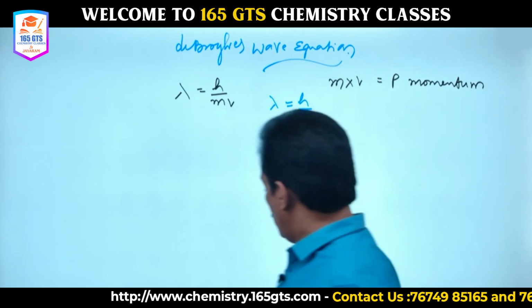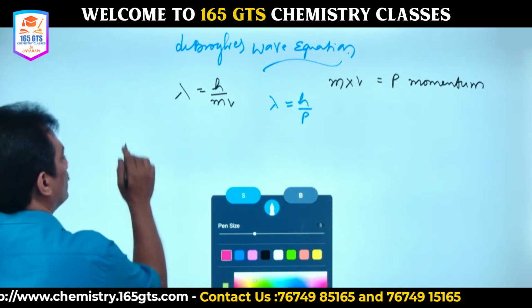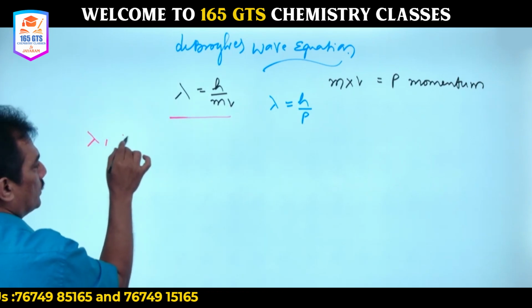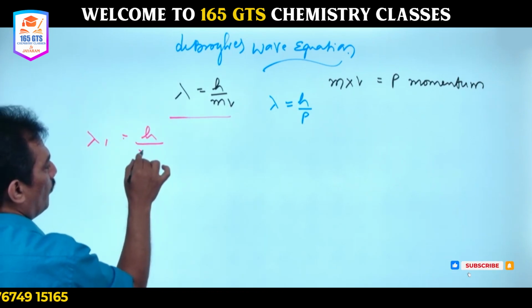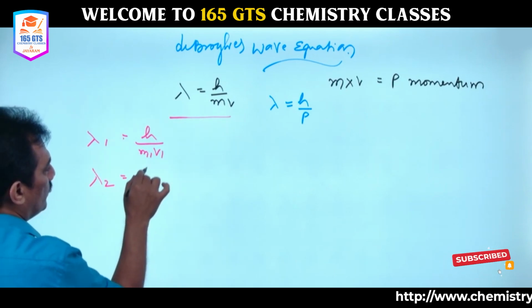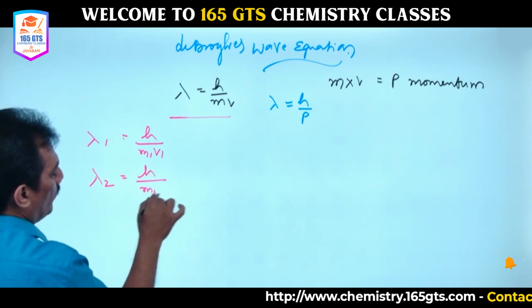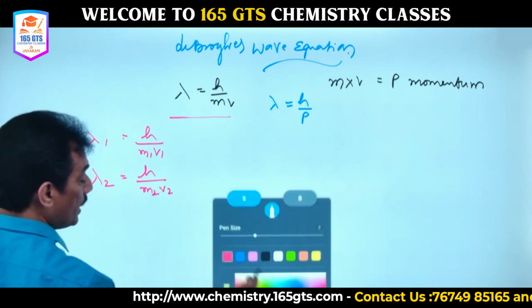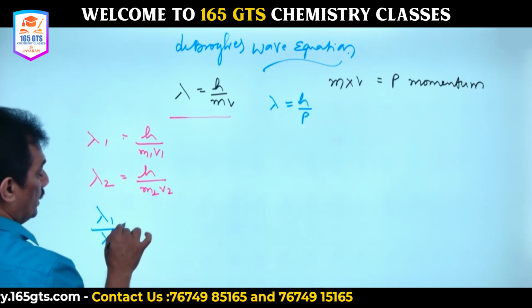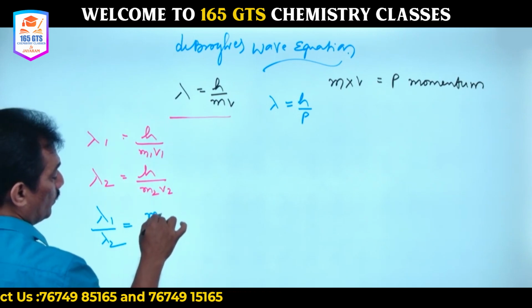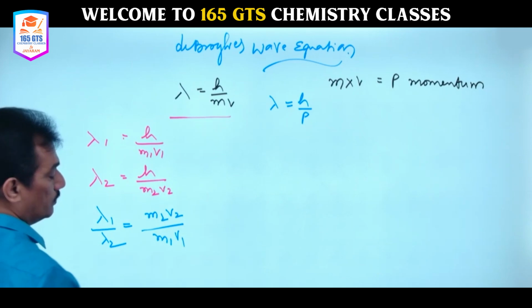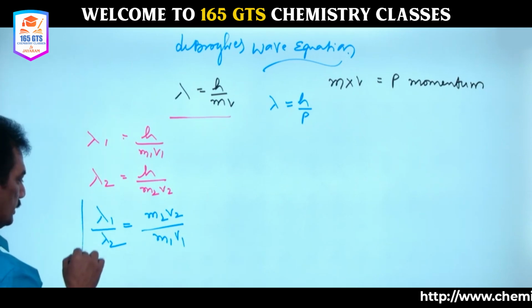And with all these, let us derive the other forms. In this case, if lambda 1 is equal to h by m1 v1, lambda 2 is equal to h by m2 v2. Now, if we consider the ratio lambda 1 by lambda 2, it appears as m2 v2 by m1 v1. This is one form.